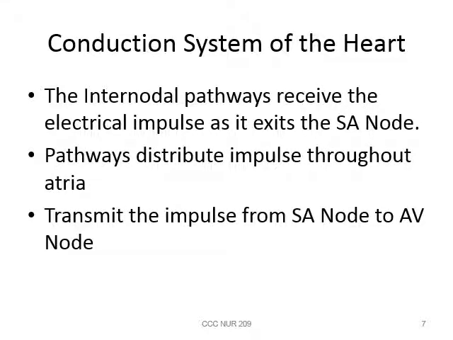Continuing on, the atrial impulse travels from the SA node down through the internodal pathways, distributing all throughout the atrium. This transmission of the impulses from the SA node goes all the way down to the AV node, while it's also spreading out across the atrium.